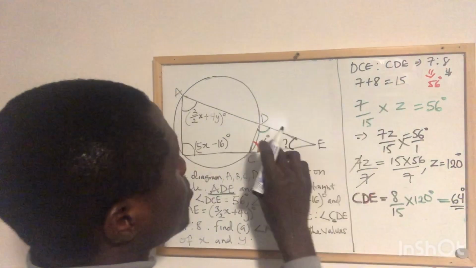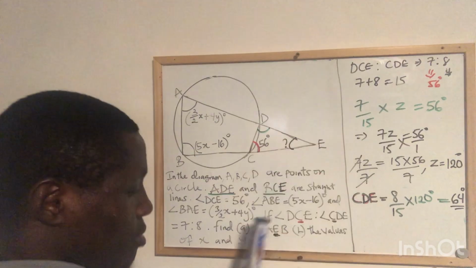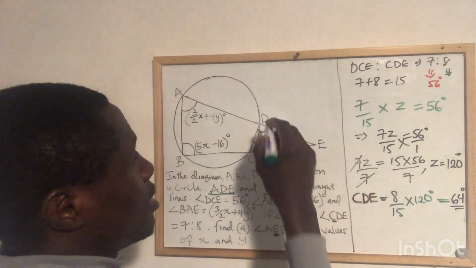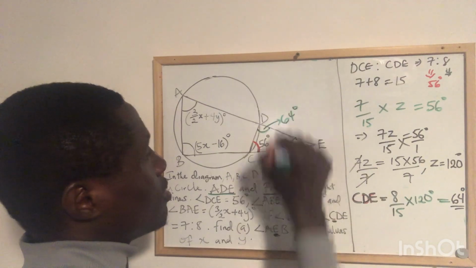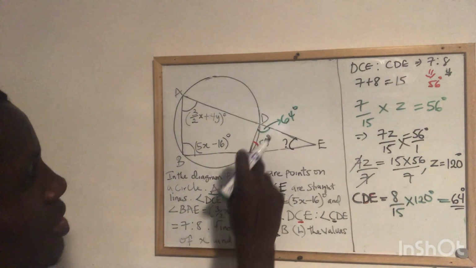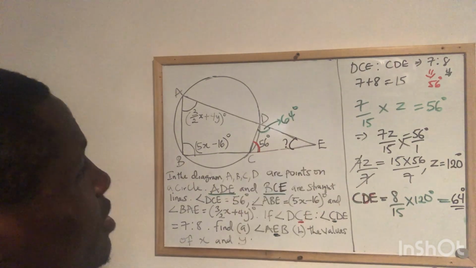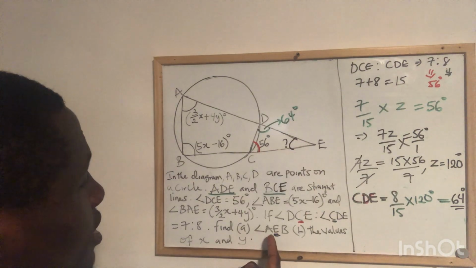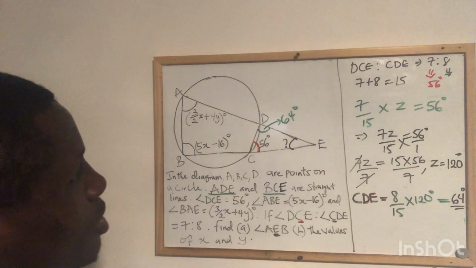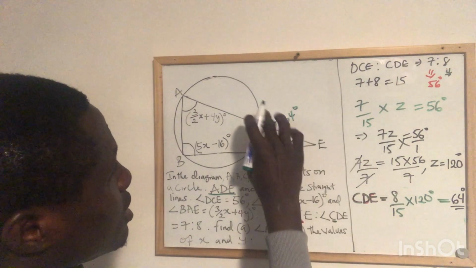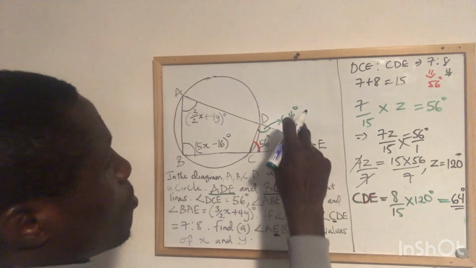Meaning that the angle CDE here is 64 degrees. Let me put it out. Angle here is 64. So you can see that this is 56, this is 64. We can easily now get our angle AEB. Angle AEB is just simple now. What we are going to do is add the three together: 56 plus 64 plus angle AEB.